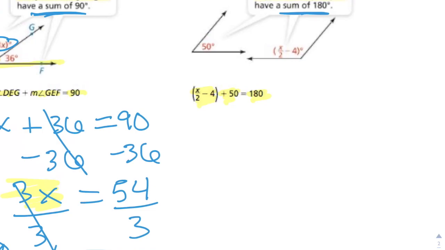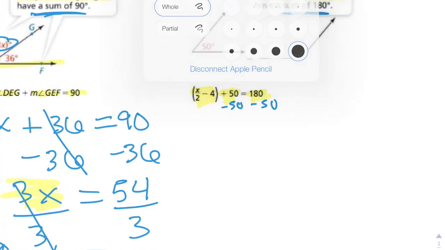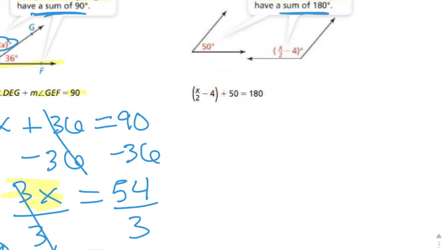So there's really two ways you can solve this problem. Number one, you can go ahead and subtract 50 from both sides. I'm going to combine like terms before I do that though. So on the left-hand side, I can combine that -4 and 50 because they don't have a variable, so they're like terms. So if I combine those, I'm going to be left with x over 2 plus 46 equals 180. So that just makes it a little bit simpler and less steps for me in the long run.